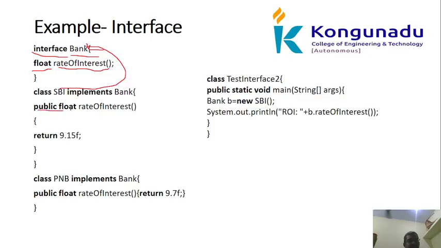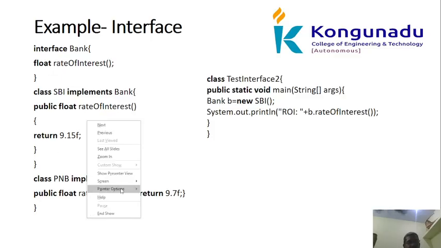Within this, I have one method, float rateOfInterest, which returns 9.15 as a float. You have to return the value. So this is the first implementation. Second one, I'm going to create another class, PNB, that comes under this bank. So class PNB implements Bank. In this one, the same rateOfInterest has been given as a method.